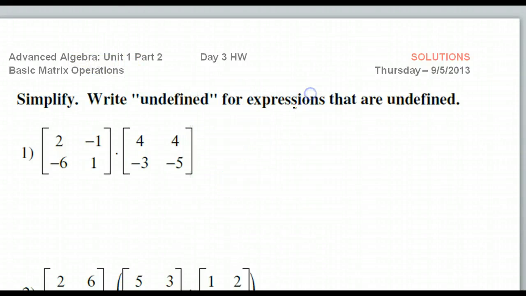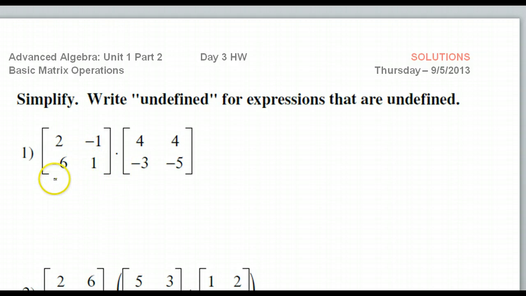Okay, this is day 3 homework, some basic matrix operations. Okay, let's do this. Looking at problem number 1, we're going to multiply these two matrices together.